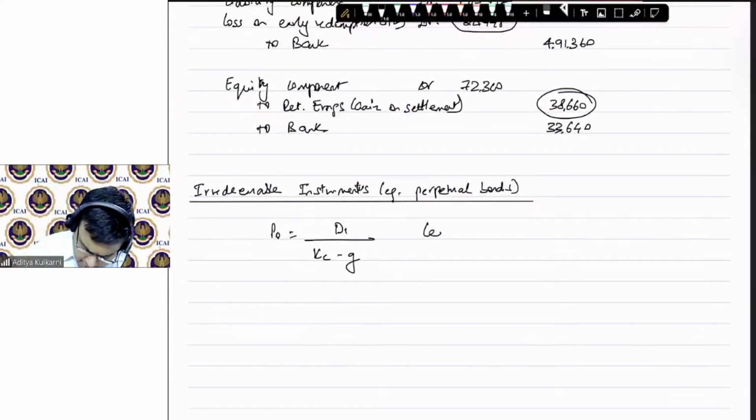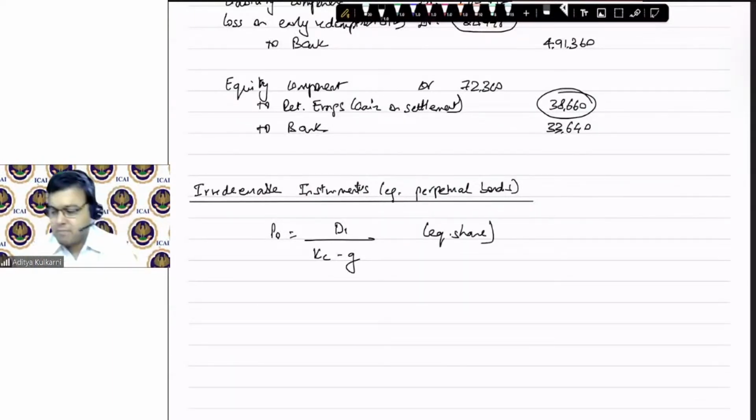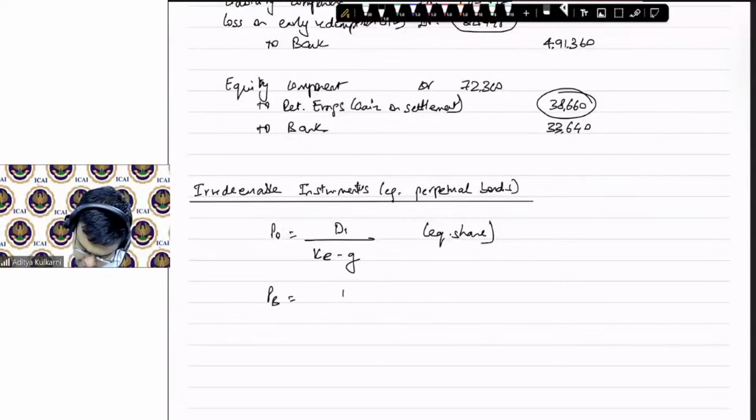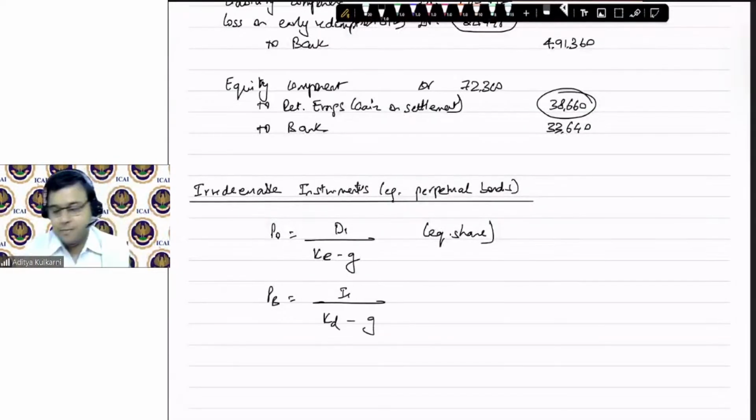So this is typically for an equity share, where D1 stands for the dividend to be paid in the next year, divided by KE, the cost of equity, minus G, which is the expected growth in the coming year. Okay. If I extend it to the bond, the price of the bond is going to be interest at the end of the first year divided by KD, that is cost of debt, minus G. Now, in this case, there is no G. Yes, G is 0 because it is interest.